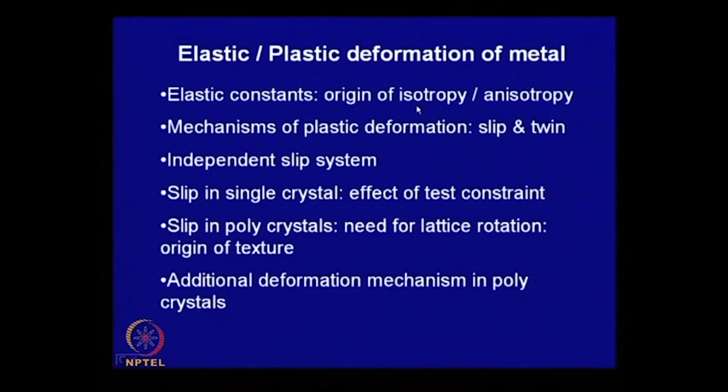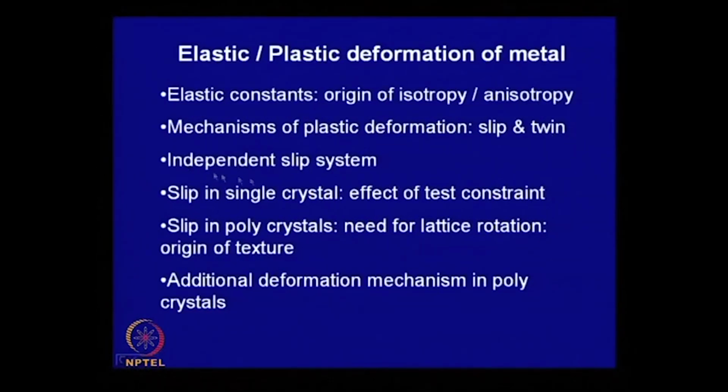Is it that all crystals are anisotropic or not? We gave an example that tungsten, even if it is a single crystal, is isotropic. We looked at the mechanism of plastic deformation, particularly slip and twin. We looked at the difference critically. Twinning is an extensive process, while here it is local, but within that local region there is a large amount of deformation.